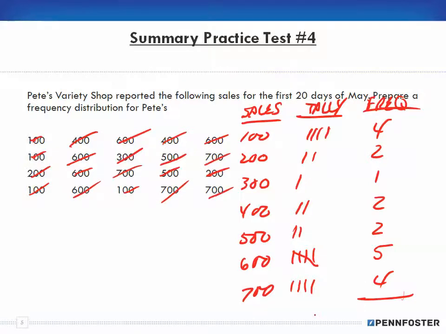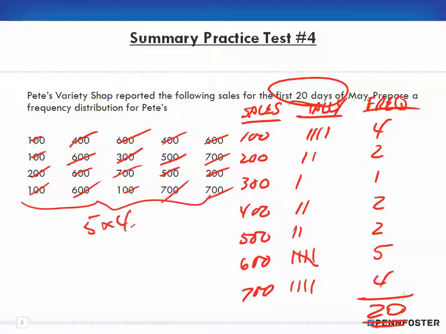All right, and I would have come up with the same exact thing. So all of these frequencies should total 20, and then I know that I've done it correctly. Okay, that's your double check, adding up your frequencies to match the number of data points, in this case 20 days, or I could have just taken 5 columns times 4 rows is 20, right?